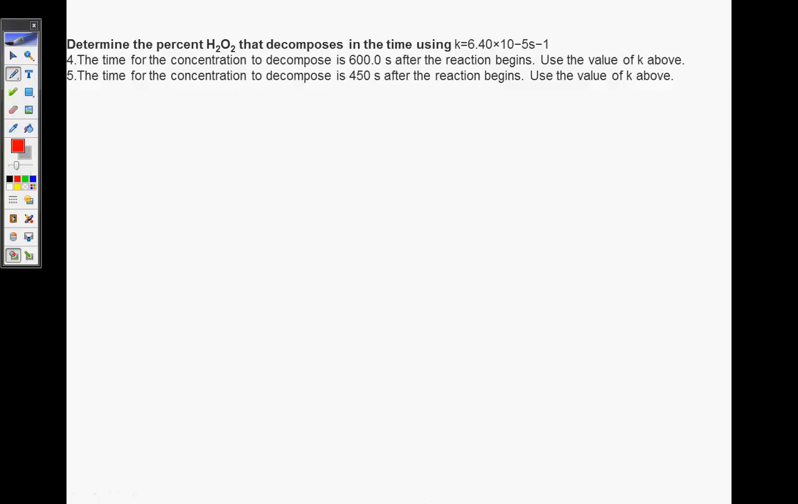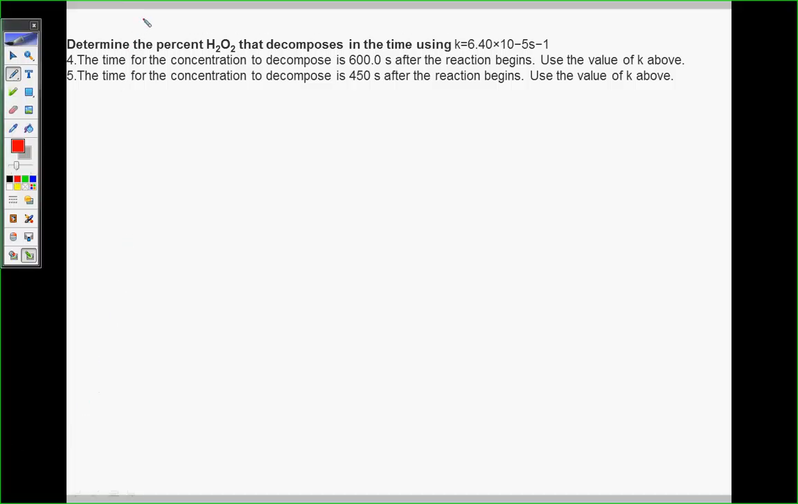Now, these two problems. Determine the percent H2O2 that decomposes in the time using K equals 6.4 times 10 to the negative fifth. Again, we are strictly dealing with first order right now. I want to give you a question that you would see on an exam. Very typical, you may have to solve for the K value, write the rate law, figure out K with the correct units, and then be given a problem like this. That's where you're accumulating points.